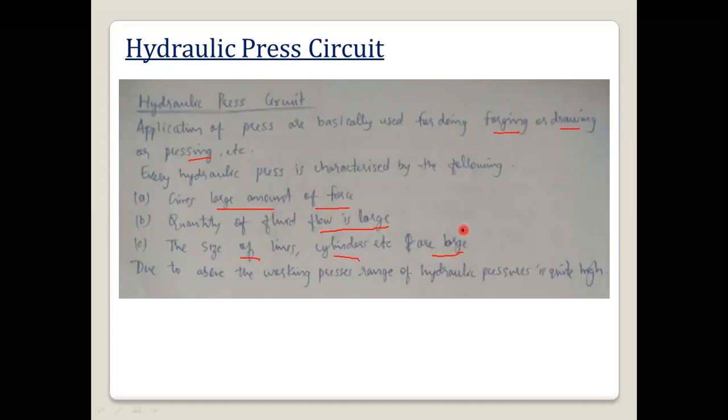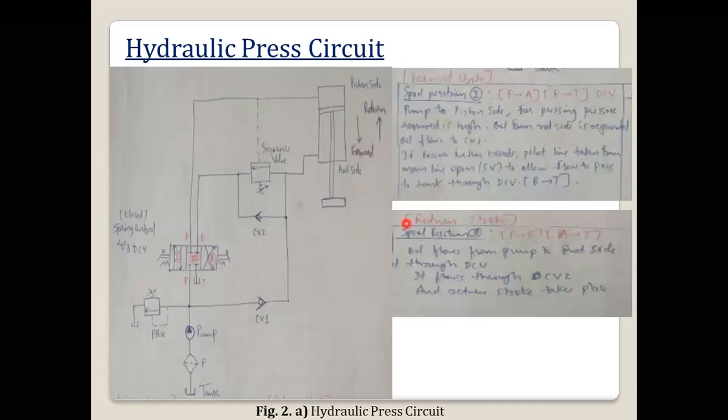What are the actuators, like cylinders, which we are using in this hydraulic press circuit? They are also very large. So due to the above working, the pressure range of the hydraulic press is quite high. Normally here in the hydraulic press circuit, the pressure will be very high. So we will see the circuit diagram. What is the circuit diagram of the hydraulic press circuit?